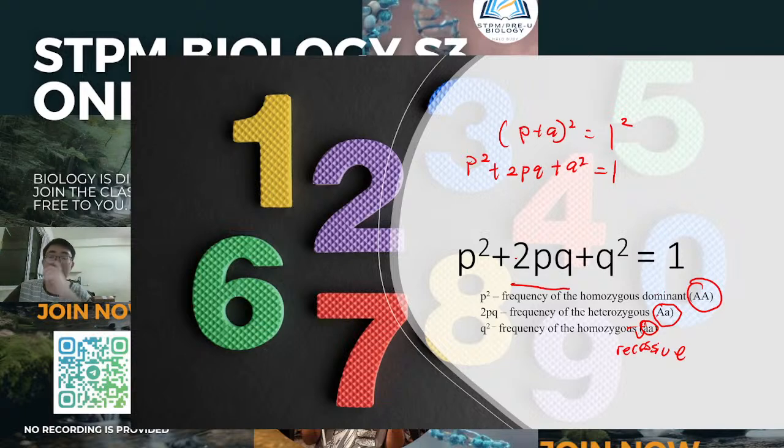So please be alert, p square is not equal to p. p square is the homozygous dominant, while p is just one allele, for the dominant allele only. So this is all about population questions. Later, same as before, I will give you two questions and you try them yourself.